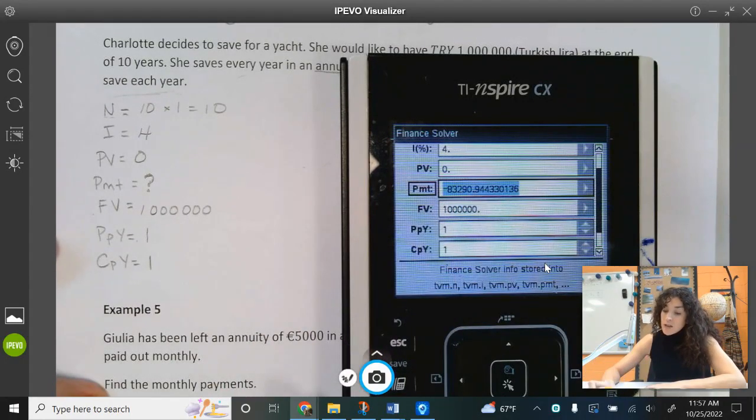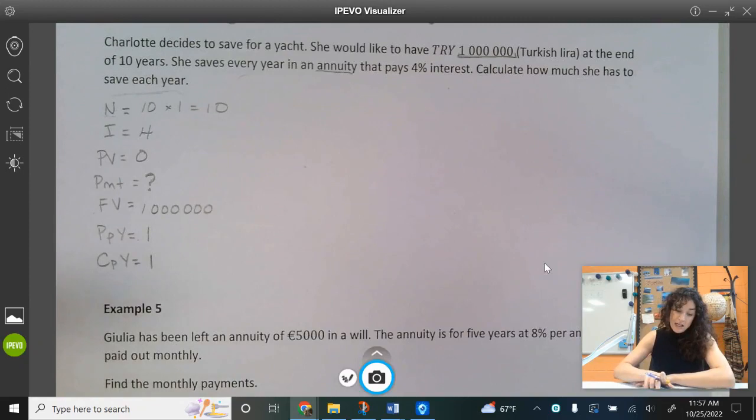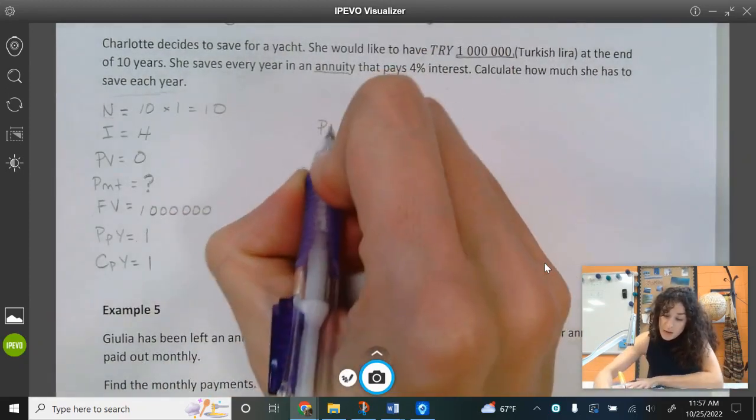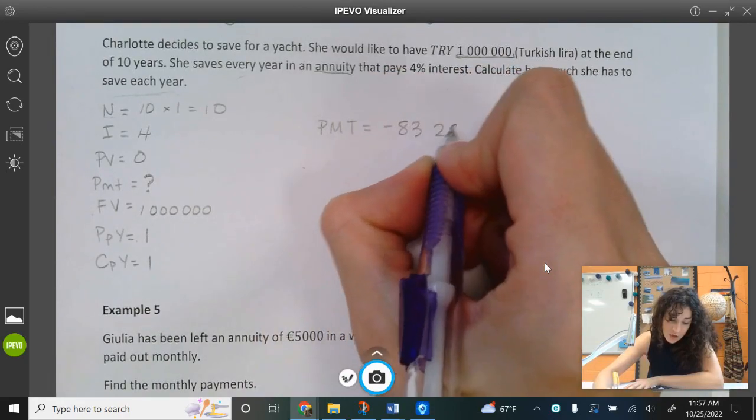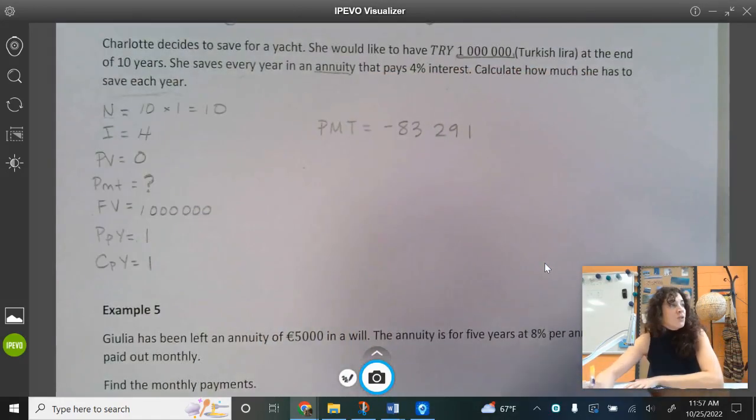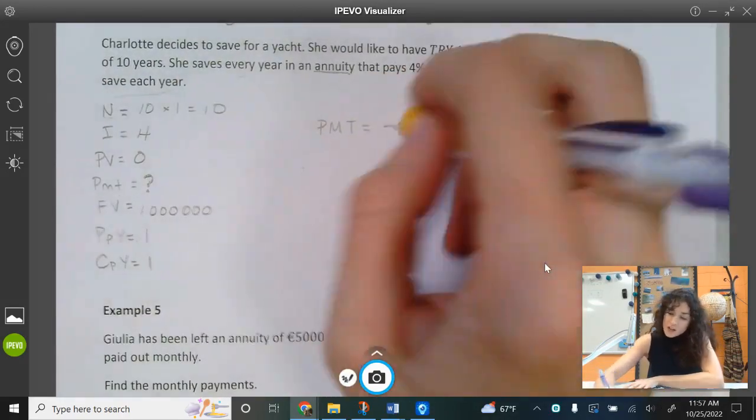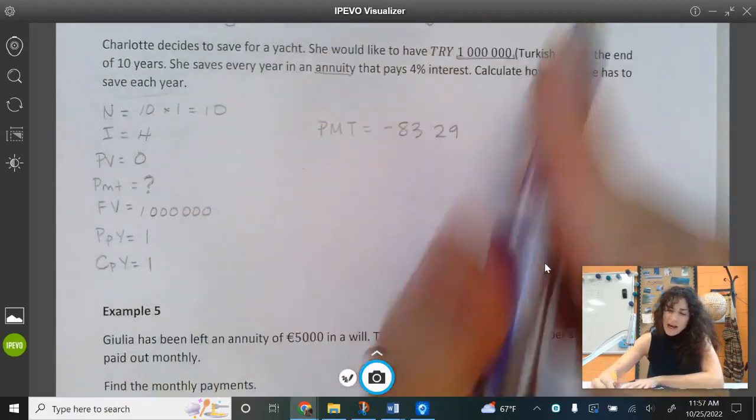The value is negative 83,290. So PMT equals negative 83,290. And if I'm rounding to the nearest whole number, I'll do 91. Actually, let's do 2 decimal places.